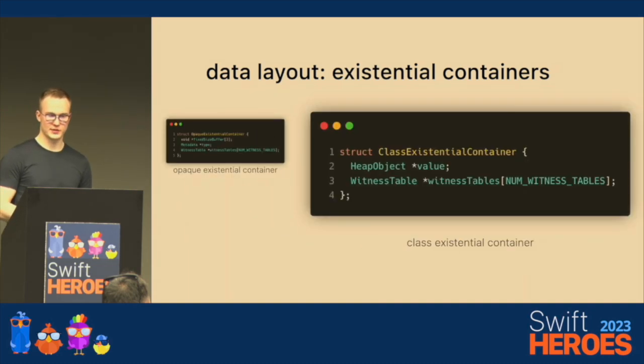Now let's suppose one or more protocols in a protocol or protocol composition type have a class constraint, so only class values can be stored in such an existential container, and then a more efficient representation is used. Then we speak about class existential containers. Class instances are always a single pointer in size, so a fixed size buffer and potential heap allocation are not needed at all. And these class instances always have a reference to the type metadata, so a separate metadata record is not needed as well.